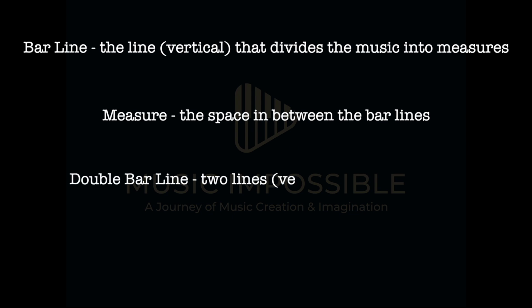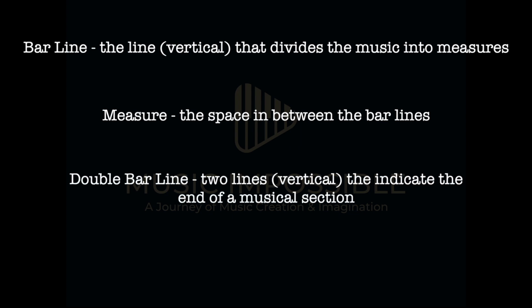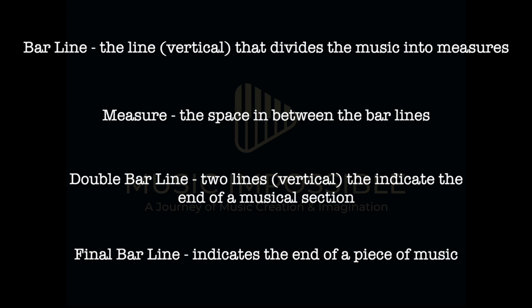A double bar line is when you have 2 lines right next to each other. And usually that means that's ending a section of music, not the end of the piece of music, but a section of the music. Maybe it's divided somehow from section to section. And then finally, we have a final bar line, which is that skinny line followed by a fat line. It tells you that the end of the piece or composition is here.